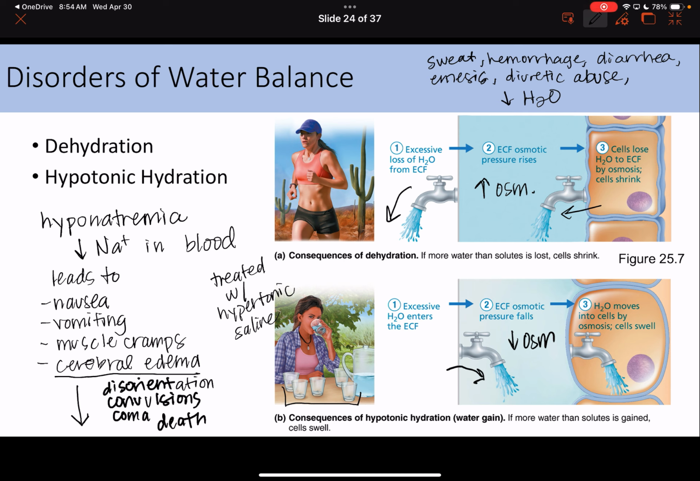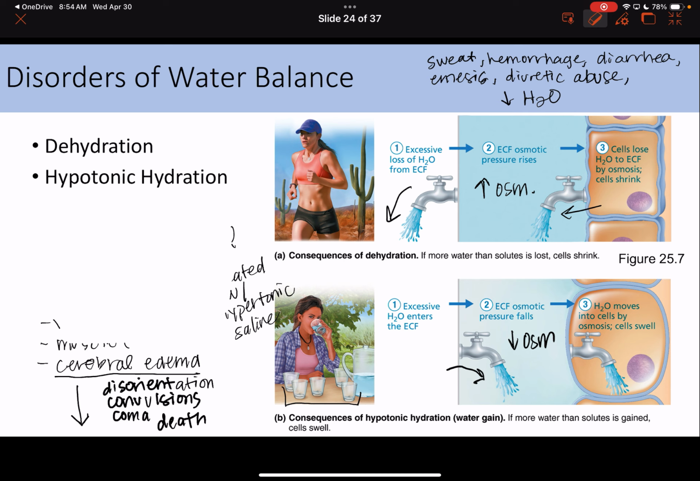All right, can I erase the hyponatremia notes yet? Yeah, treated with hypertonic saline. So a highly concentrated sodium fluid. So everyone okay with those hyponatremia notes? Okay.